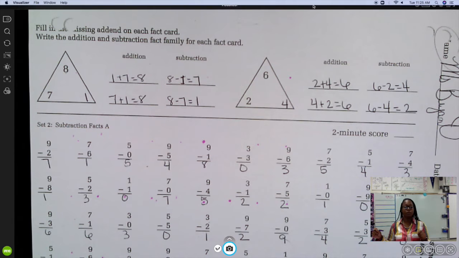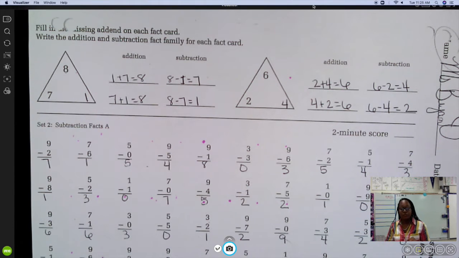So the top triangle, the first triangle, it's 8. Our missing number is 1. 1 plus 7 equals 8, and 7 plus 1 equals 8. So those are our addition problems. Our subtraction problem simply says 8 minus 1 equals 7, and 8 minus 7 equals 1.